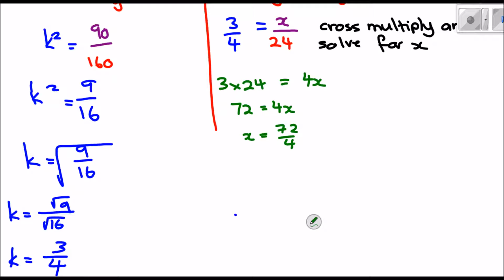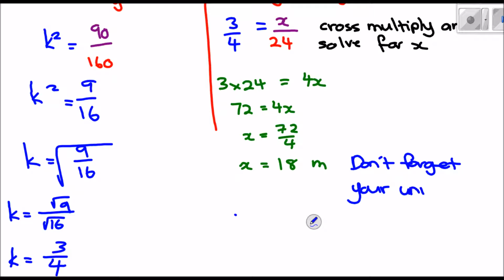Have a think, how many times does 4 go into 72? We could break it down to 36 over 2, and then 36 over 2 is 18. So units, have a look at the diagram above. That's right, it's meters. So I'm going to make a note. So don't forget your units, you don't want to lose a mark after doing all that math, just to not have a negative. Tragic. So there you go, that's a reasonably easy one.